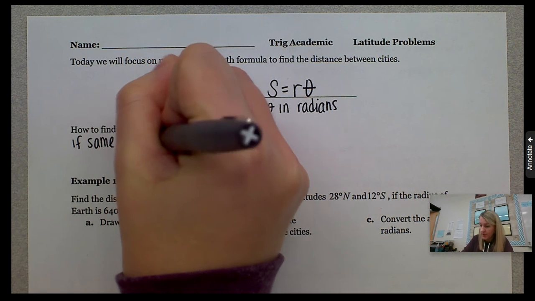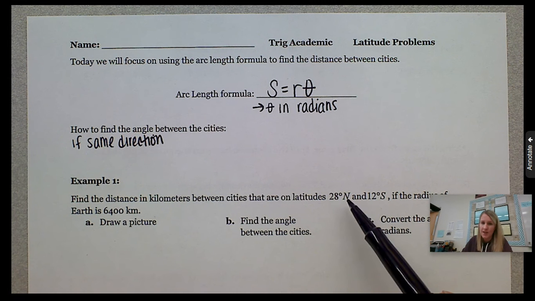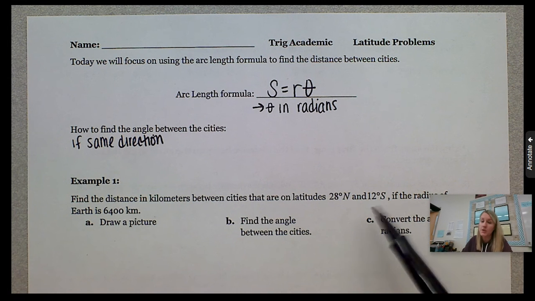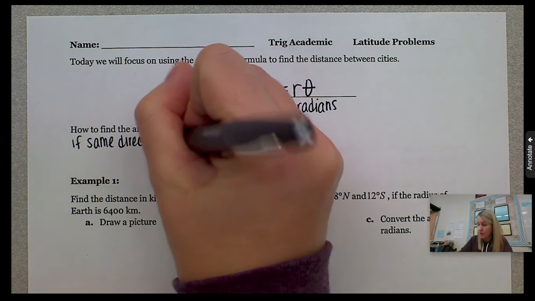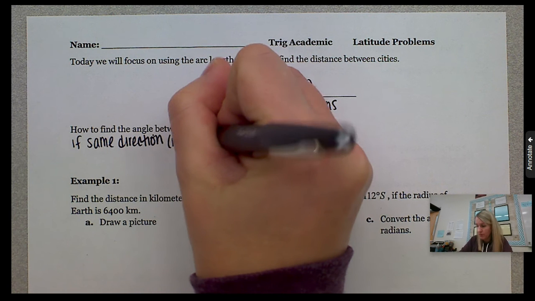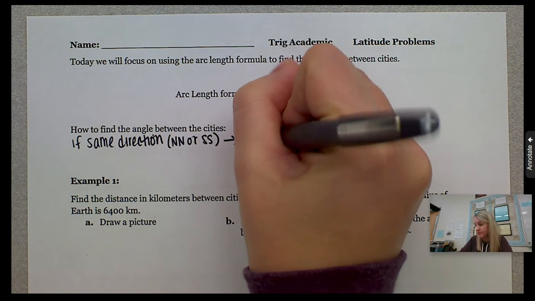What I mean when I say that is, if you look at this first problem, you have two latitudes. See how one's north, one's south. Those are opposite directions. We'll talk about what we do then. But sometimes they'll be in the same direction, both north or both south. You are going to subtract your angles.